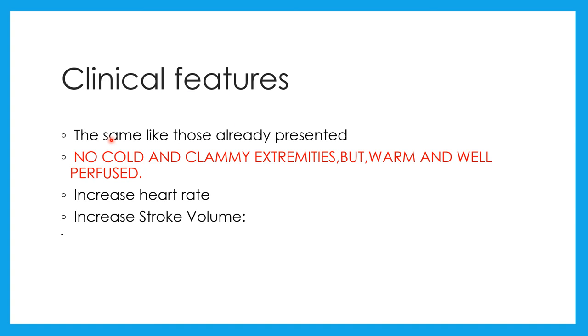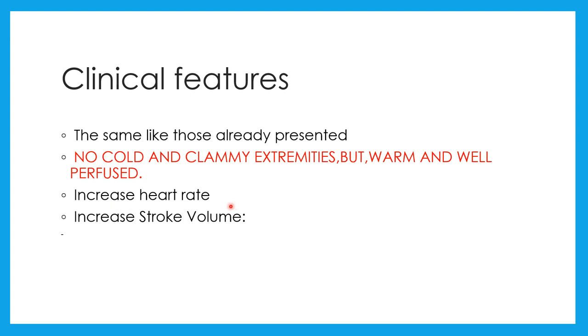The clinical features will be the same as the clinical features already presented, so you can pause and rewind back. But here, there will be no cold and clammy extremities. The extremities will be warm and well perfused in high output heart failure. You can see through this journey, we're seeing some clear-cut differences, like in diastolic heart failure or heart failure with preserved ejection fraction, no cardiomegaly, no displaced apex beat. Now we could see in high output heart failure that there will be no cold and clammy extremities. Rather, we'll be having warm and well perfused extremities.